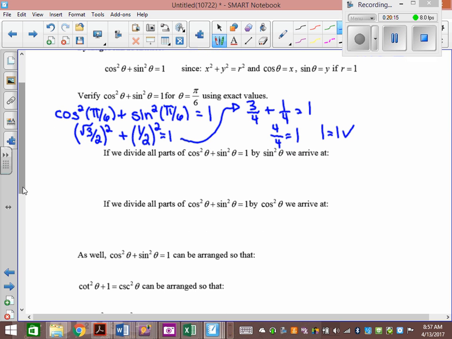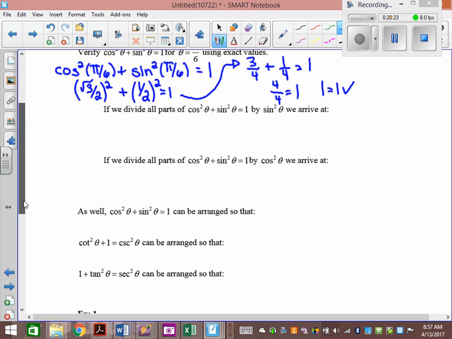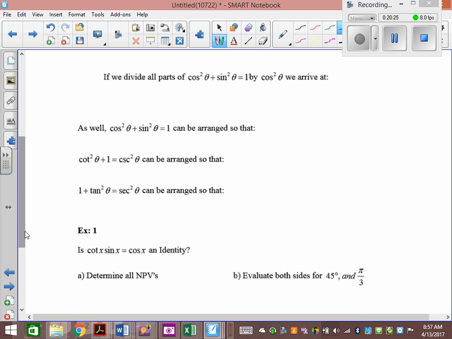So for these ones, if you divide by sine squared or cos squared, you get the other two formulas. What's great about it is they're given to you, so you don't have to find them. But that's just how they found them. So that's how they got these ones, right? And then you can rearrange these too.